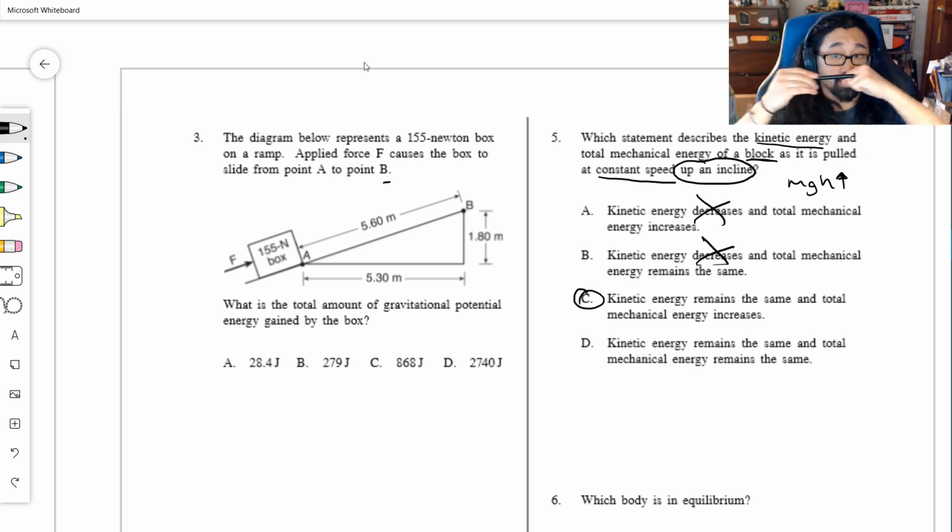If you had both objects, whatever is pulling the block is going to lose energy because it's using some of its energy in order to pull the block up the incline.